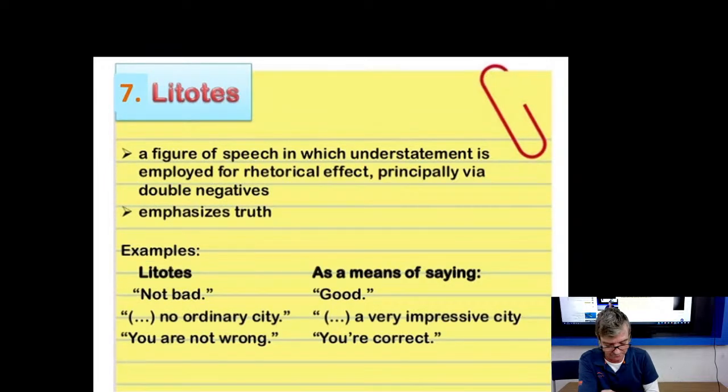Next one, number 7, litotes. So this is for rhetorical effect and emphasizes the truth. So you could have this one. This is a good example. When you mean to say you're correct, you can change that to you're not wrong. Okay, so that's a pretty simple idea, but can be quite effective or quite funny also.